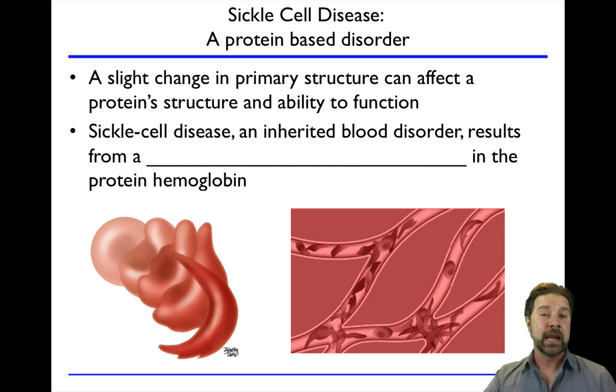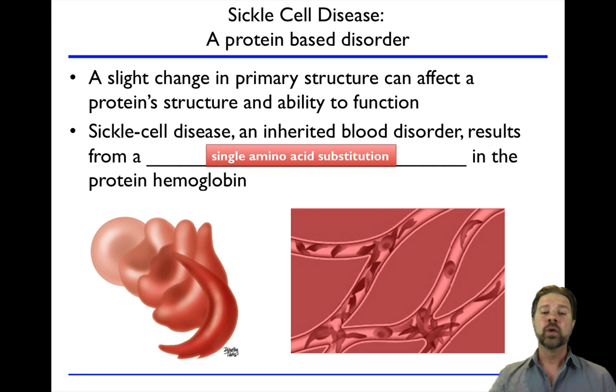So this is an inherited blood disorder, and what it's going to result from is a single amino acid substitution. So we saw a diagram that had 25 amino acids. What if one of them is the wrong amino acid? Is that enough to cause something bad to happen? And the answer is yes.